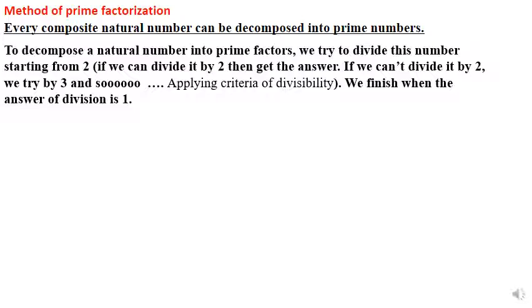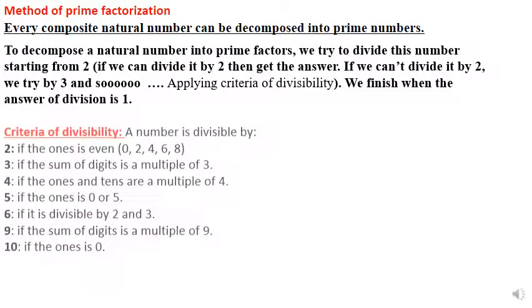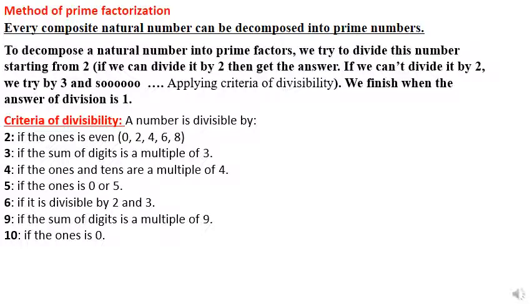So let us remember together the criteria of divisibility before we continue. You know that a number is divisible by 2 if the ones digit is even. It is divisible by 3 if the sum of digits is a multiple of 3. It is divisible by 5 if the ones digit is 0 or 5. And it's, for example, divisible by 9 if the sum of digits is a multiple of 9. But all that I care about for the criteria is 2, 3, 5, because these are prime numbers, 7, 11. So you should only divide by a prime number.